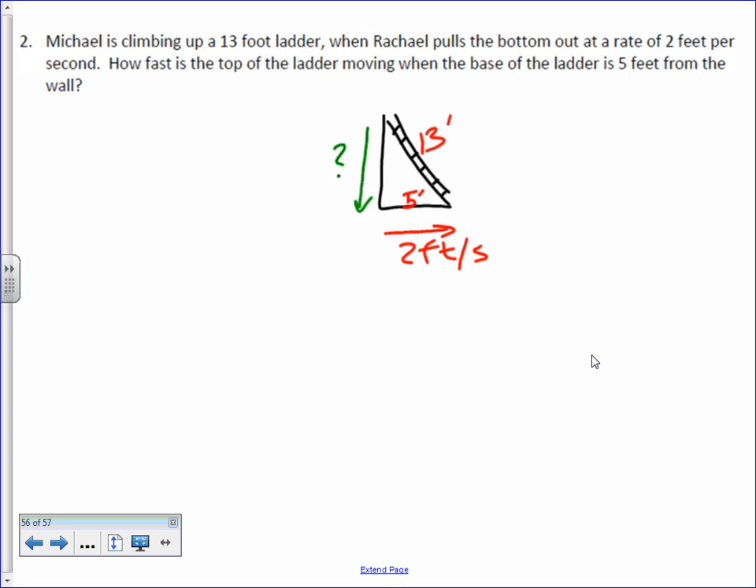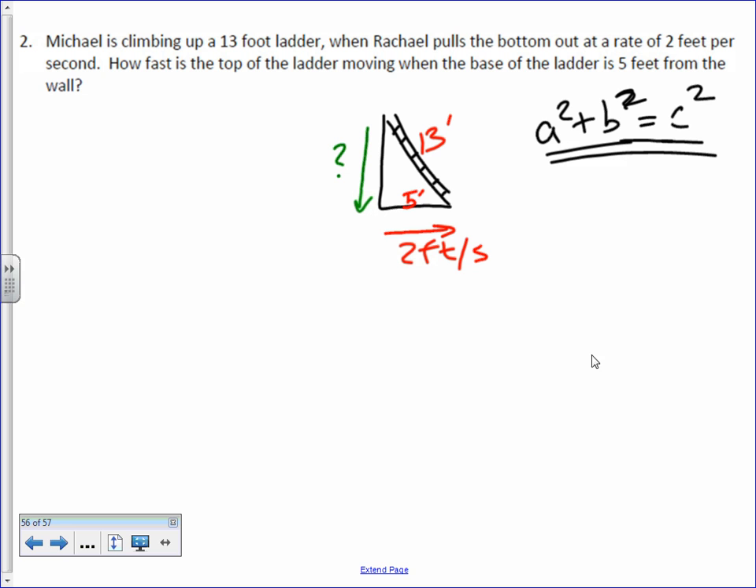Well, look at our picture. We've got three sides of a triangle here that we're interested with. And so hopefully it should be jumping out at you right now that the equation we want to be using in this problem is a squared plus b squared equals c squared. The equation that relates the three sides of the triangle. That's the equation we want to use.